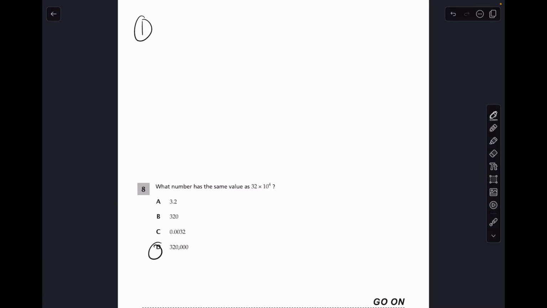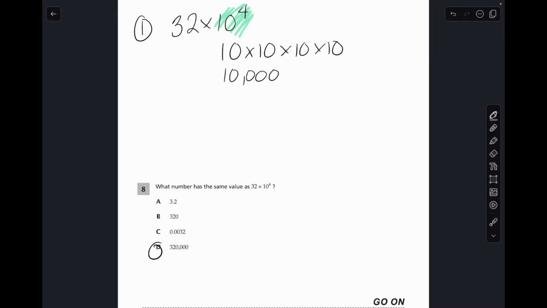The first way was to think, what if I just expanded this 10 to the 4th power? Let's face it, this is the part that's hard. We know how to multiply 32 times 10. But what does 10 to the 4th power mean? You could just expand this out and know that 10 times 10, that's 100, times 10 is 1,000, times 10 again is 10,000. And now you have your answer, 320,000. So that's one way, which is to just expand my exponent, 10 to the 4th.